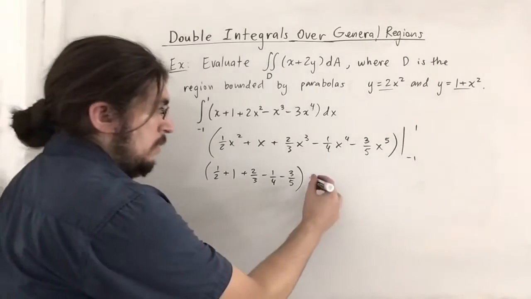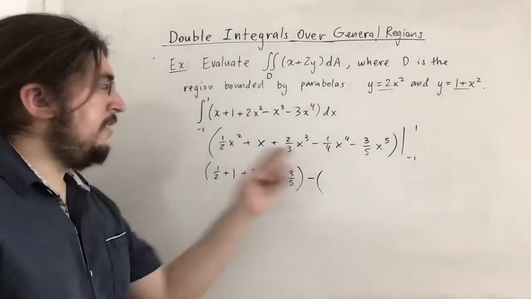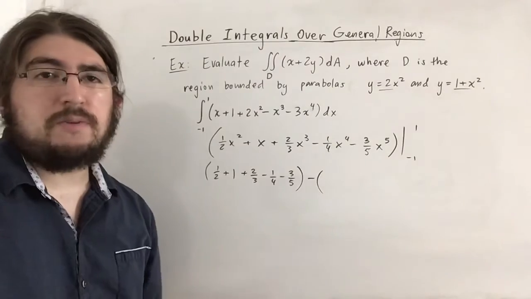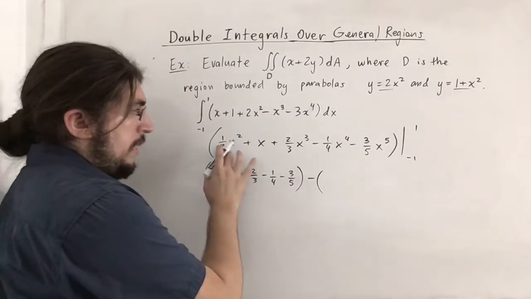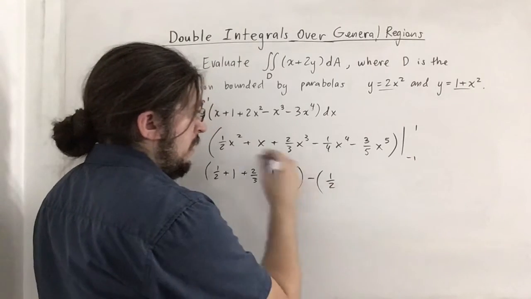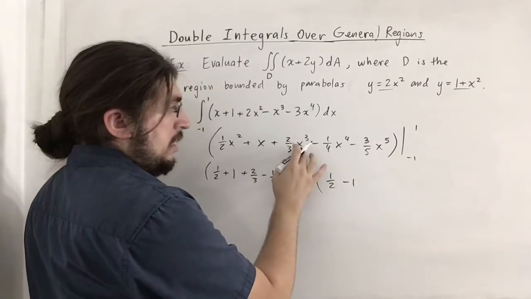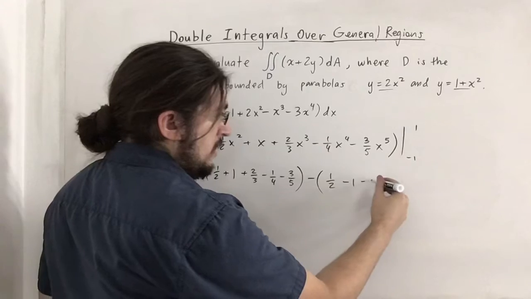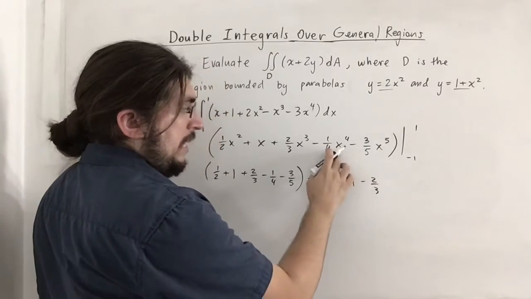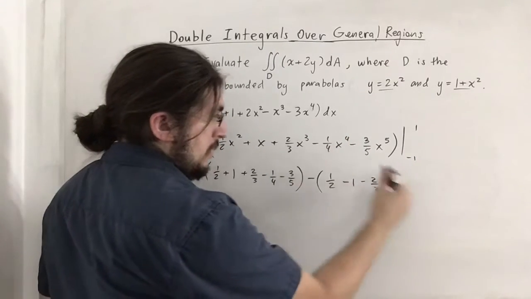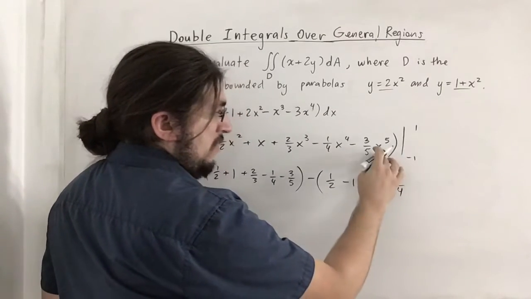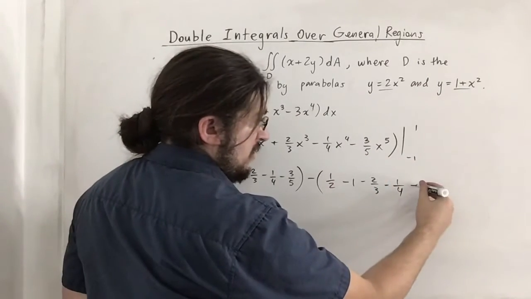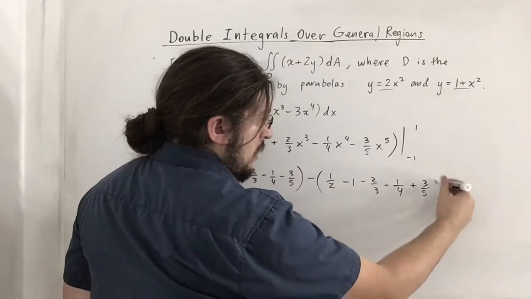And then minus, when you plug in negative 1, so negative 1 to an even power is positive 1, but negative 1 to an odd power is negative 1. So this is going to be positive 1/2, that's going to be negative 1. This is going to be negative 1 times 2/3 is negative 2/3. This is going to be negative 1 to the fourth, that's positive 1, times negative 1/4. And then negative 1 to the fifth is negative 1, times negative 3/5 is positive 3/5.